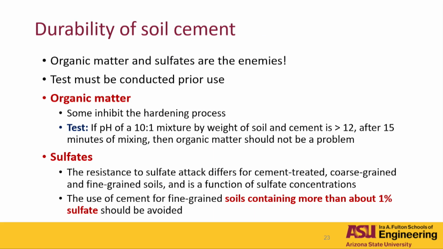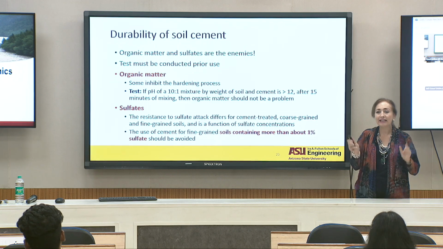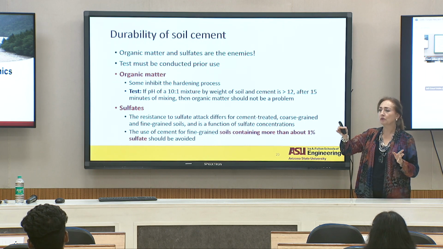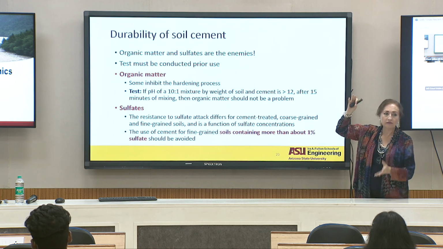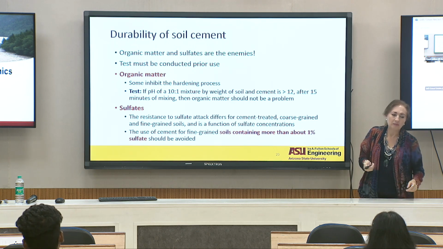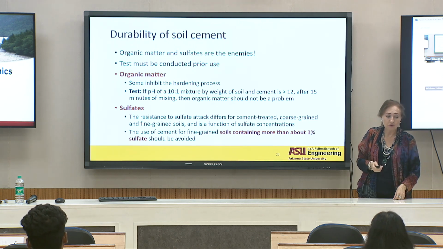Sulfates, again, I already talked about that, but the resistance to sulfate attack differs for cement treated coarse grain and fine grain soils, and is a function of the sulfate concentration in your soil. The use of cement for fine grain soils containing more than about 1% sulfate should be avoided. There are tables about the parts per million of sulfate content that you need to avoid, or when the susceptibility to sulfate attack is higher or lower. I didn't bring them in here, but you may have some of those too.